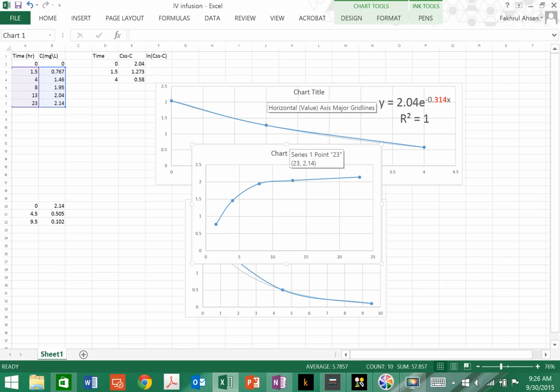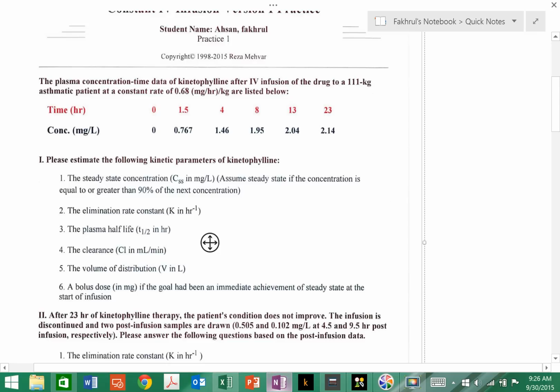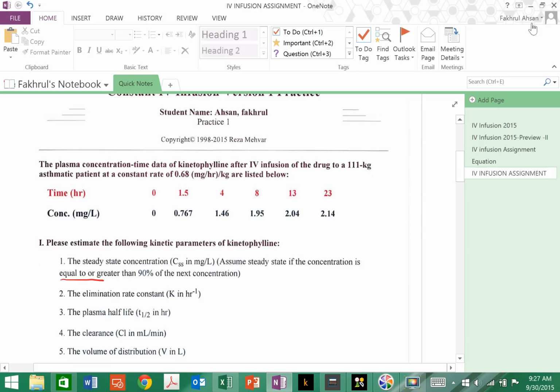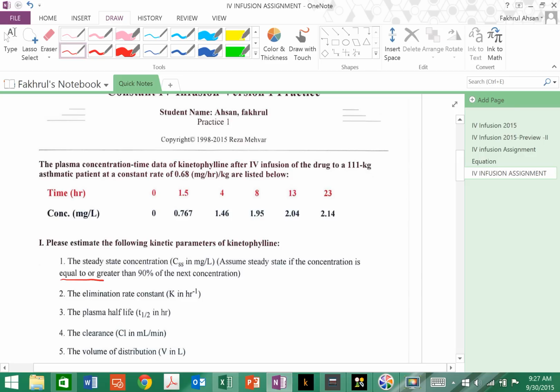To avoid this confusion, what you do is divide each concentration by the previous concentration. You assume steady state if the concentration is equal to or greater than 90% of the previous concentration. So always remember this when you are calculating.